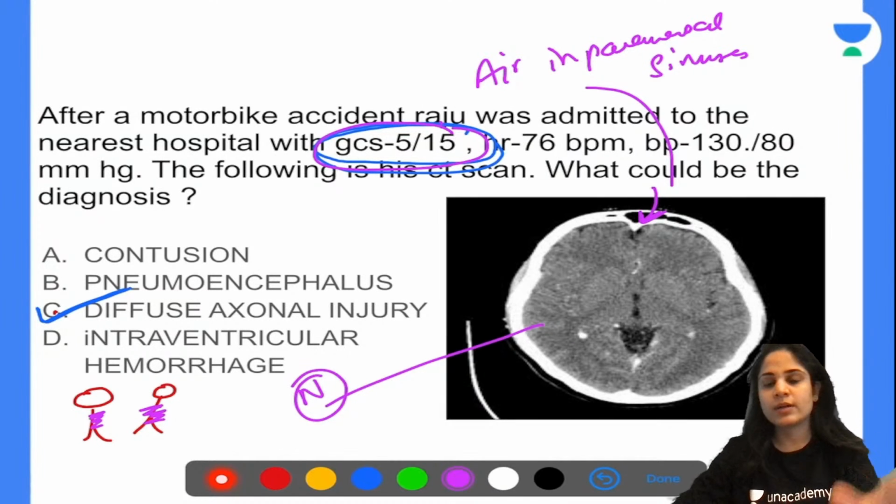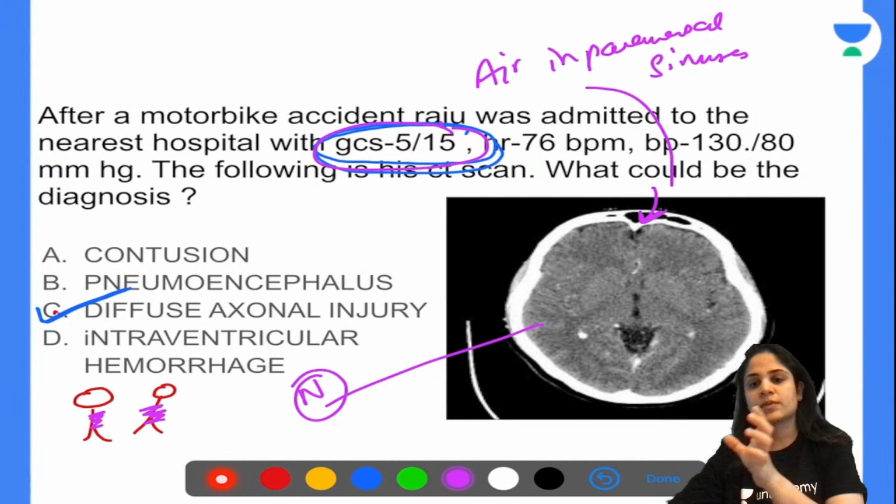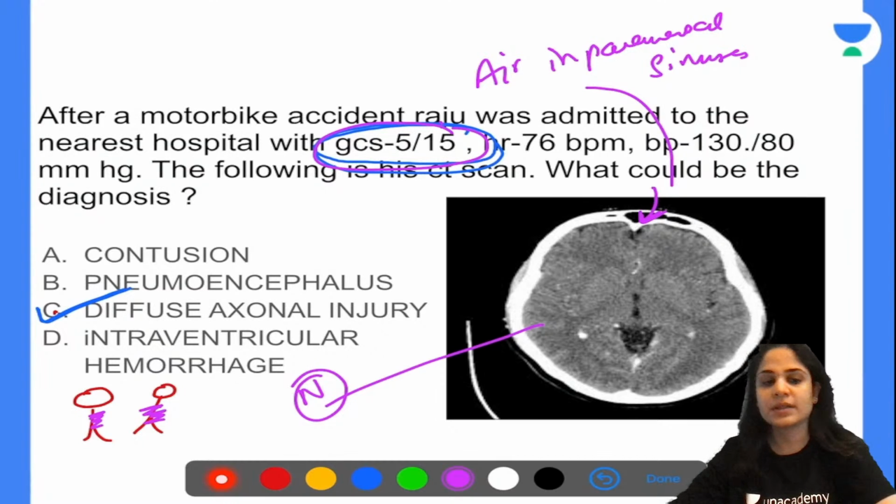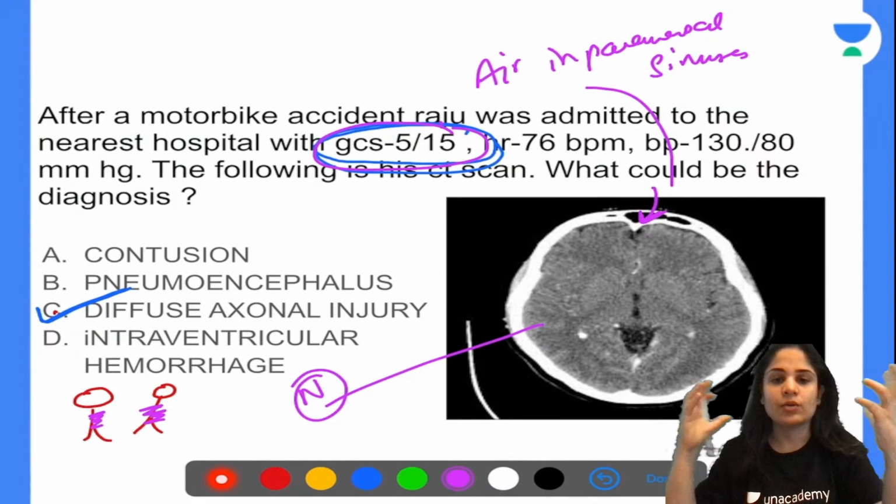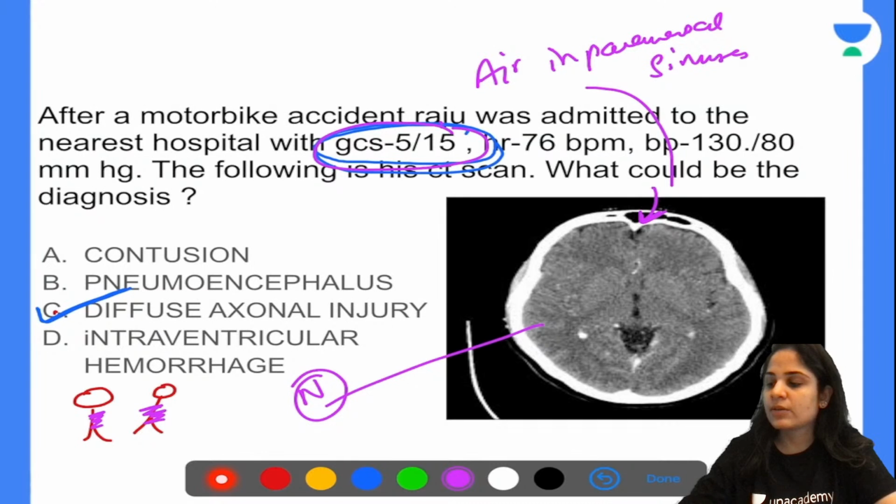So if you are not able to explain the clinical condition of the patient when the CT is looking normal, think of diffuse axonal injury and overall brain edema. The best way to diagnose this disease is by doing an MRI of the brain. In the MRI, you will be able to see the edema. All right. Moving on to the next question.